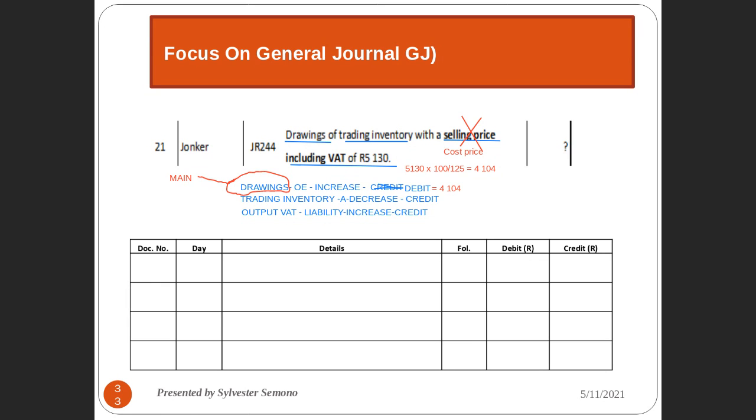Okay, now we can either calculate trading inventory first or VAT output first. For me, I prefer to calculate VAT first. So please calculate VAT for me on 4104. How much will be the VAT? I think you still remember how to calculate VAT, but it doesn't matter which one you start with. 535, who supports? Thank you, thank you. You are on fire. 535.30, thank you so much.